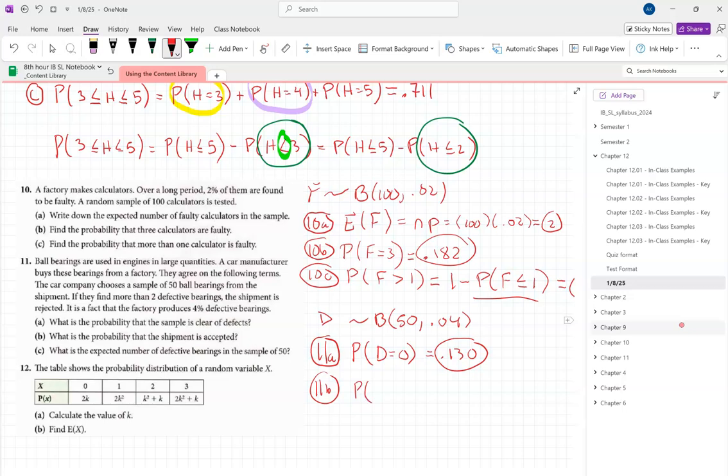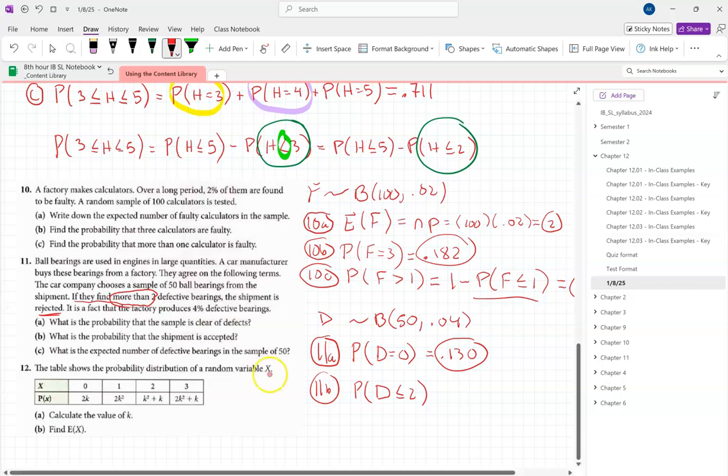The next one says, what is the probability that the shipment is accepted? The question says, if they find more than 2 defective bearings, the shipment is rejected. So if it's accepted, the number of defectives should be less than or equal to 2. Do you guys agree with that? More than 2 is rejected. So 3, 4, 5, etc. is all rejects. So 2 or less should be accept.